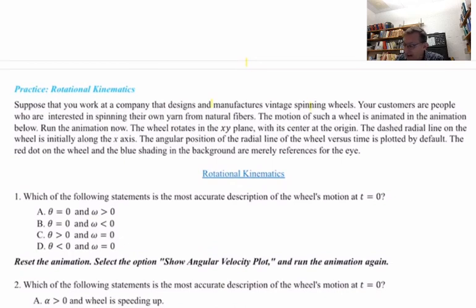The wheel will rotate in the XY plane with its center, its axis of rotation, at the origin. There'll be a dashed radial line on the wheel that's initially along the fixed x-axis, and so therefore the initial angular position of that line will be known. Then the angular position of that radial line on the wheel versus time is plotted. You'll see it there. And the red dot on the wheel and the blue shading that you'll see in the background are meant to be guides to the eye.